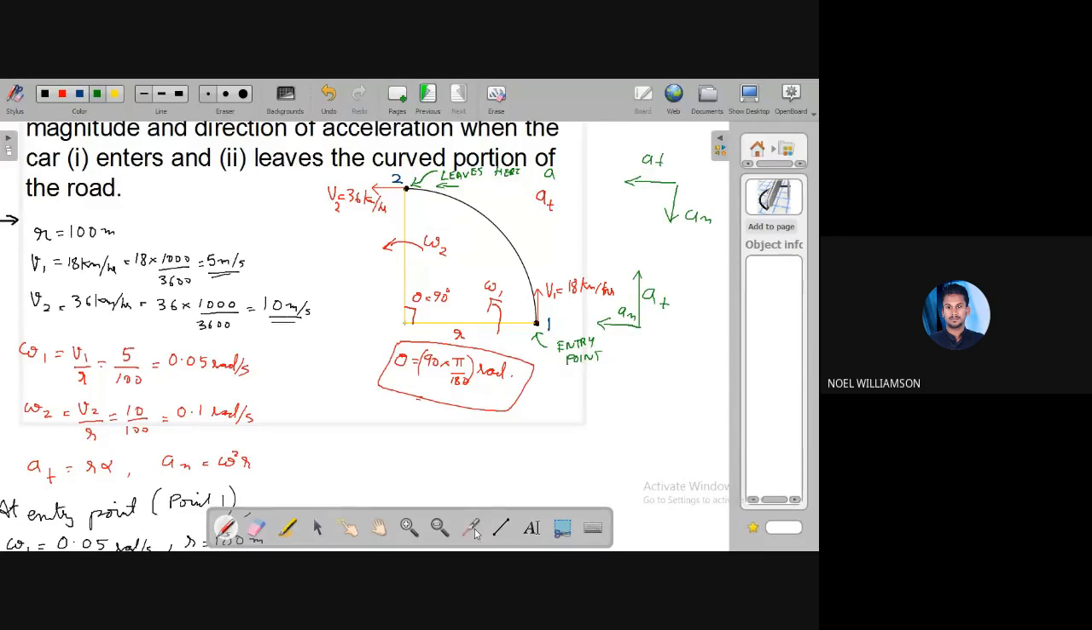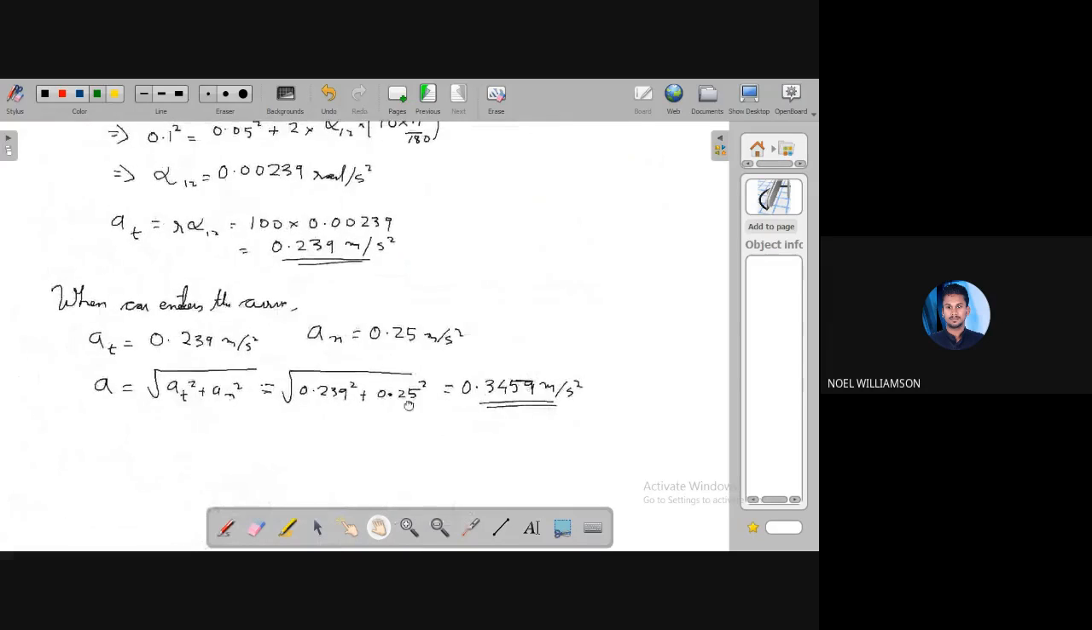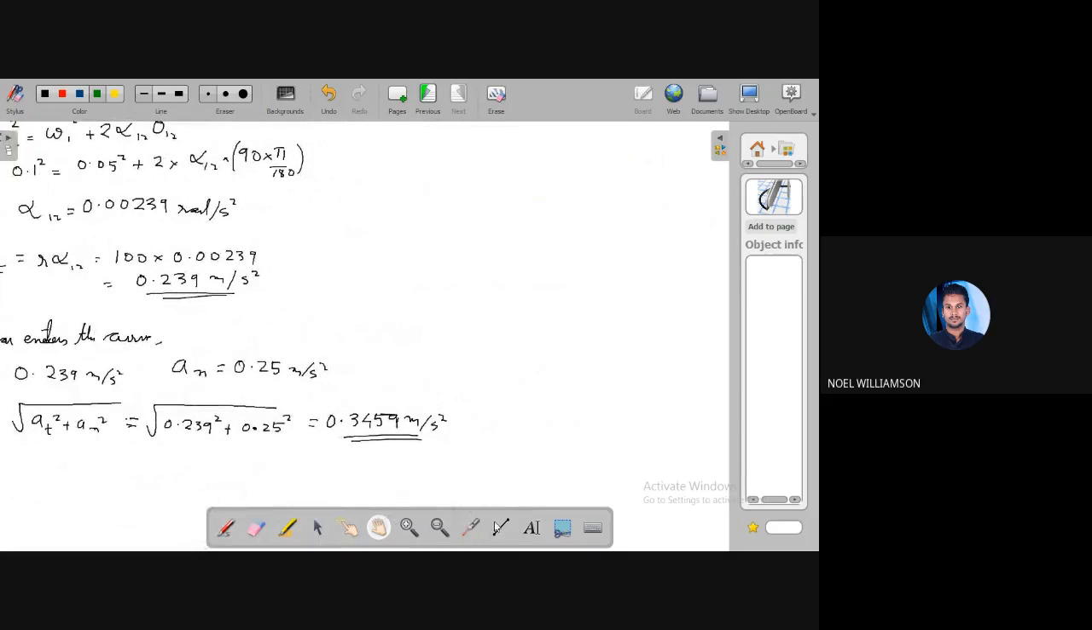So at point 1, an is acting in this particular direction, and at is acting vertically upwards. So here we consider the acceleration.